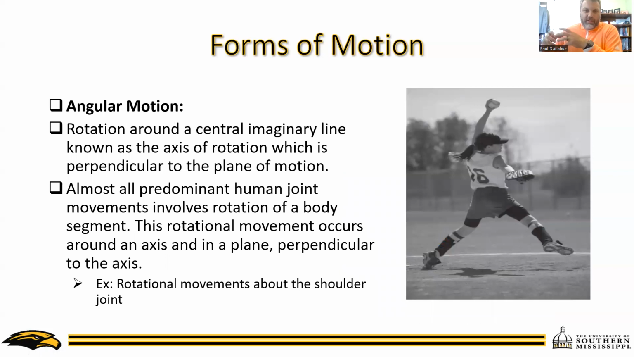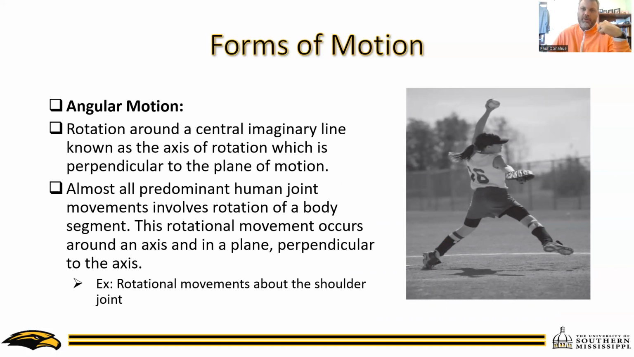The opposite of that is angular motion, right? This is where we have an axis of rotation, and we're going to have something going around that. So if we think about our girl throwing a softball here, her shoulder and her arm, or the movement of her arm, is going around her shoulder. So everything is going to go in a circular path around that shoulder to throw, or to pitch, that softball.